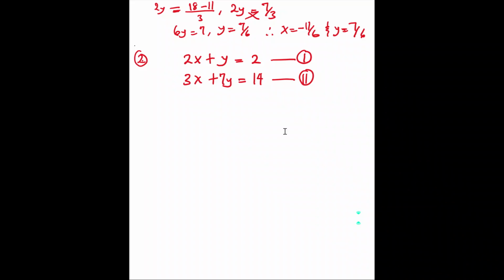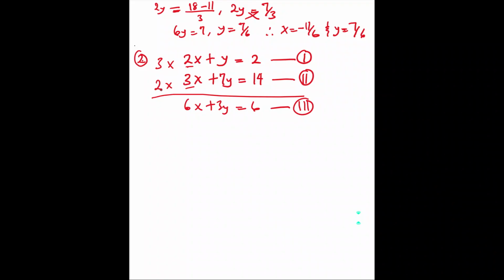So now let's do number 2. Number 2 says 2x plus y equals 2 for equation 1, and 3x plus 7y equals 14. So now we have 2x here and we have 3x here. So what I will do is multiply this by 3, and multiply the bottom by 2, so that we can cross out 2x and 3x. When we multiply equation 1 by 3, we get 6x plus 3y equals 6. That will give us equation 3.